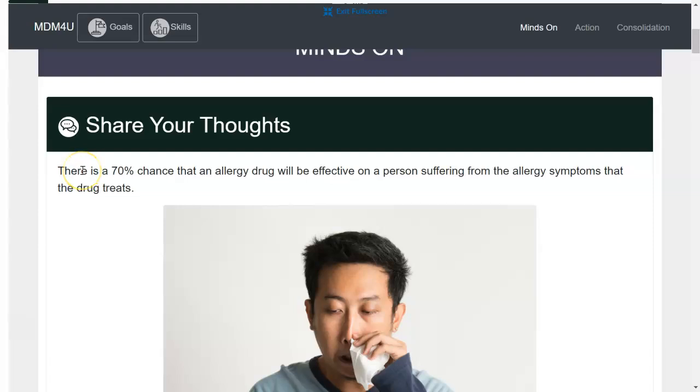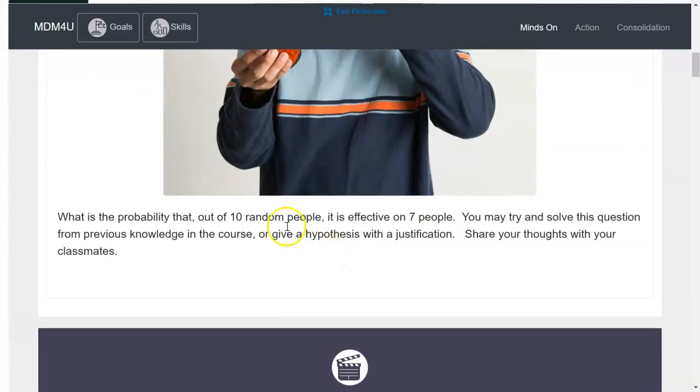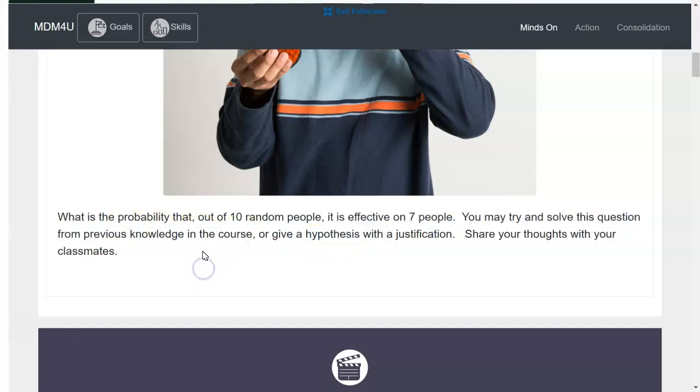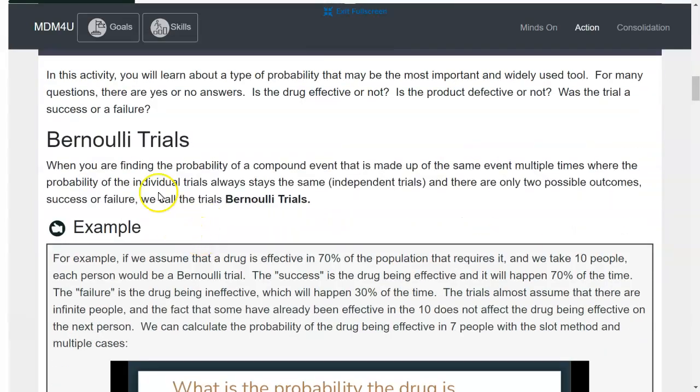There's a 70% chance that an allergy drug will be effective on a person suffering from the allergy symptoms that the drug treats. And we have 10 people and it's effective on 7 people. What's the probability that it's effective on 7 people? Share your thoughts. So we do something called Bernoulli trials.